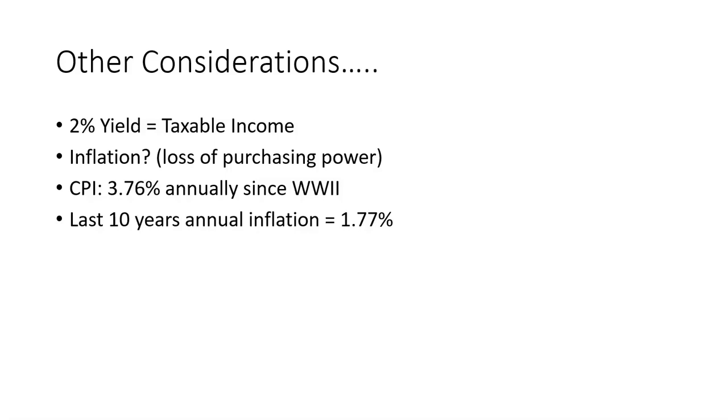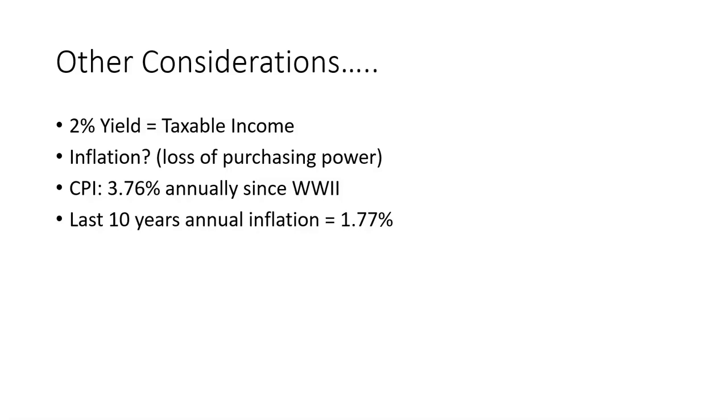You're losing purchasing power. And the CPI, the Consumer Price Index, that's what the government uses to determine on a broad scale what inflation is. But the Consumer Price Index has averaged 3.76% annually. That's the average since World War II. We're in December of 2019 here, guys. And so since World War II, the average annual consumer price index inflation rate has been 3.76%. In other words, your dollar is getting 3.76% weaker every year from a purchasing power perspective since World War II.